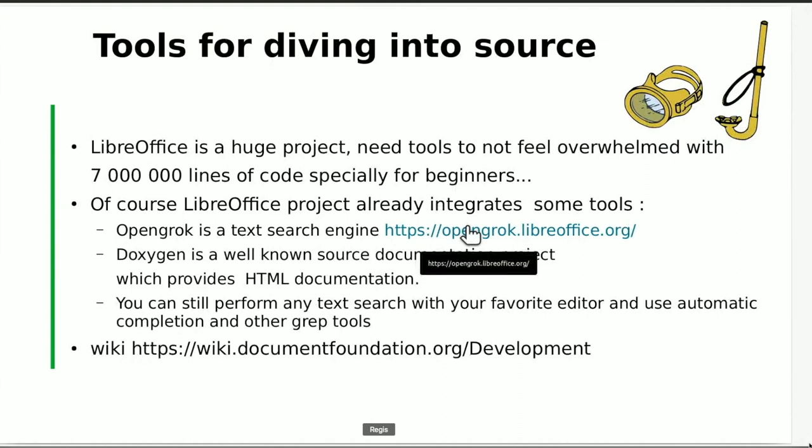Of course, LibreOffice is a very huge code base. We need tools to not feel overwhelmed with 7 million lines of code, especially for beginners. Of course, we already have some tools. Remember, we have OpenGrok, a text search engine, and Doxygen, a well-known source documentation project, which provides HTML documentation. And of course, you can still perform any text search with your favorite editor, automatic completion, another great tool with smart regex rules. Everything is on the wiki.